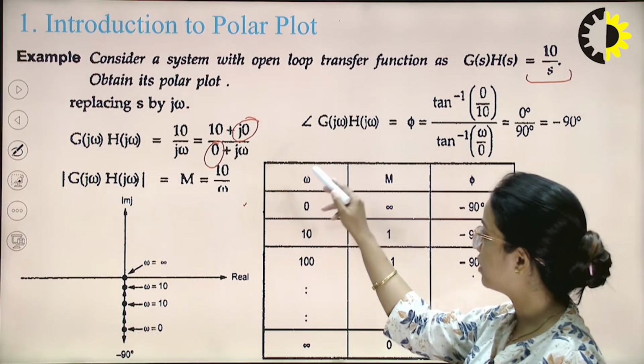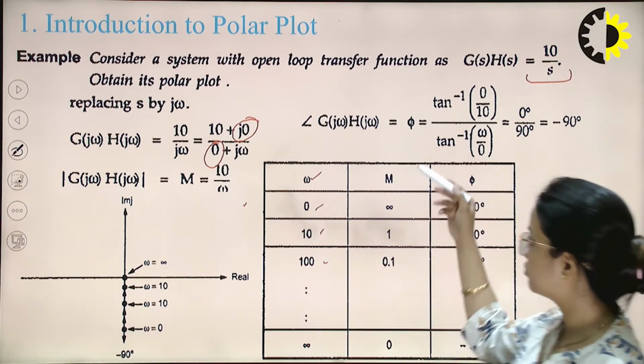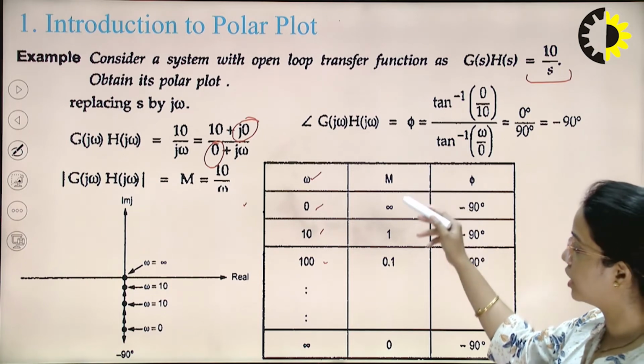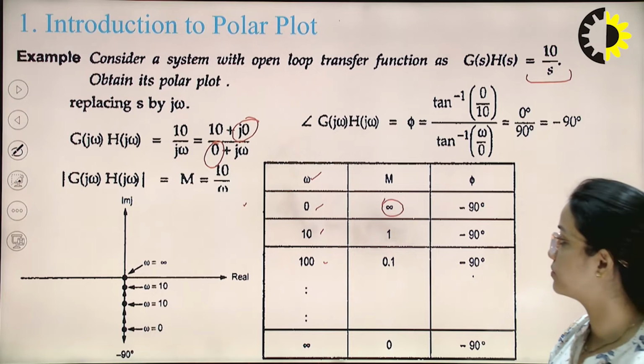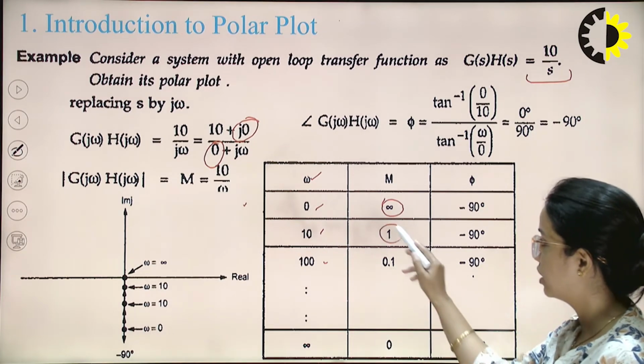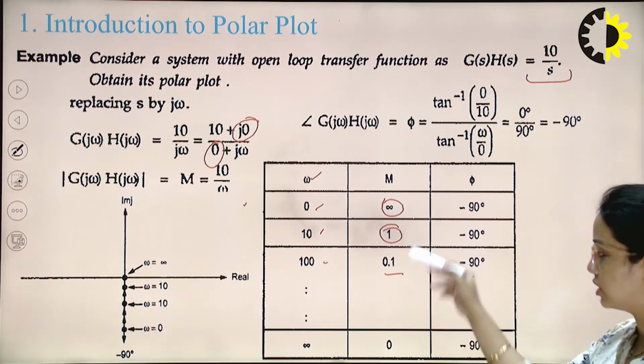So for different values of omega, we have different magnitudes. When omega equals 0, the magnitude is infinite. When omega equals 10, the magnitude is 1. When omega equals 100, the magnitude is 0.1, and so on.